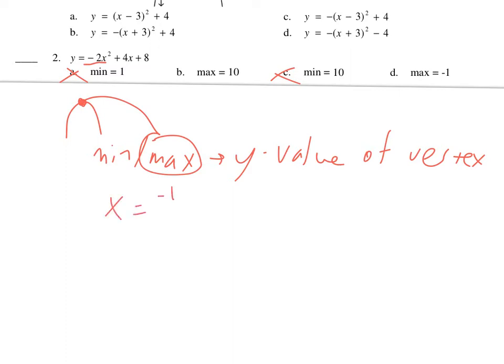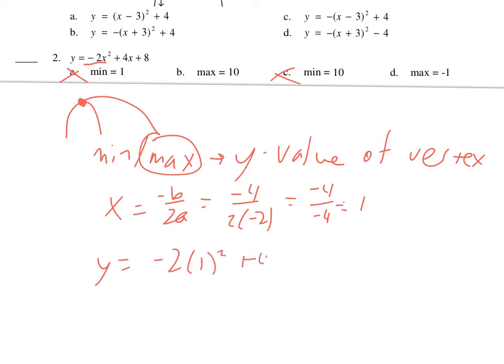So I do x equals negative b over 2a. And that's negative 4 over 2 times negative 2. So that's negative 4 over negative 4, which is 1. And so now I need to plug that back in to find y. So I'm going to go negative 2 times 1 squared plus 4 times 1 plus 8.